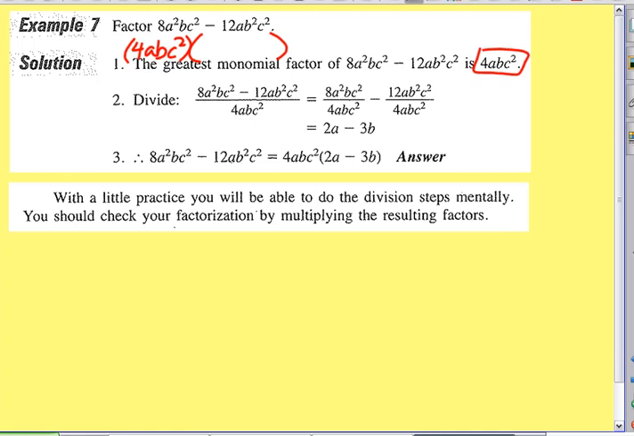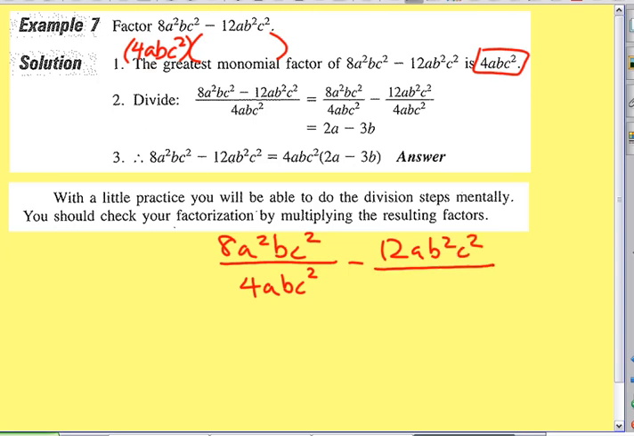Okay? So, we'll come down here. 8A squared BC squared over 4AB squared minus 12AB squared C squared divided by 4ABC squared. Okay.